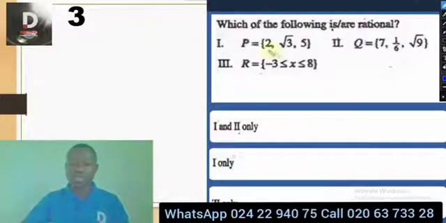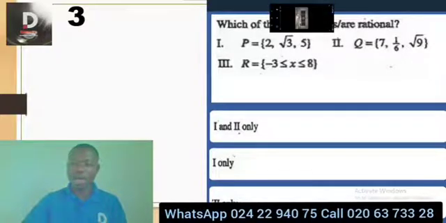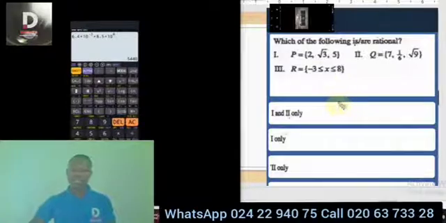So let's see. Set P, 2 is terminated, therefore it's rational. Root 3, we can't tell because it's not a whole number. We are here to find out. 5 is what? Terminated, so rational. Let's confirm root 3. So let's go to our calculator to confirm whether square root of 3 is a rational number or irrational number. So we are going to our calculator to see whether it's a rational number.